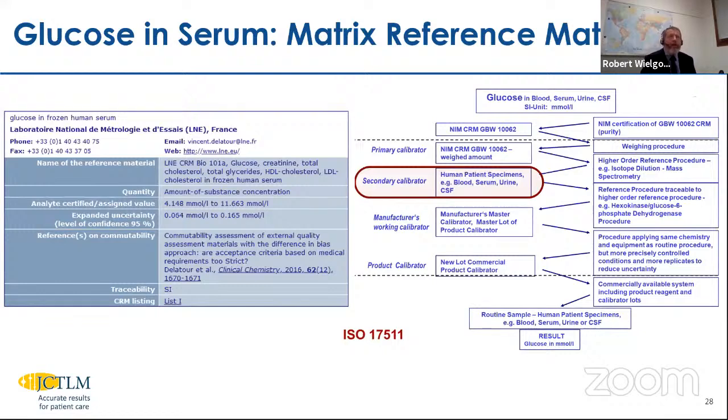And the other product produced by National Metrology Institutes is matrix reference materials, and here we can see a matrix reference material for glucose in serum.